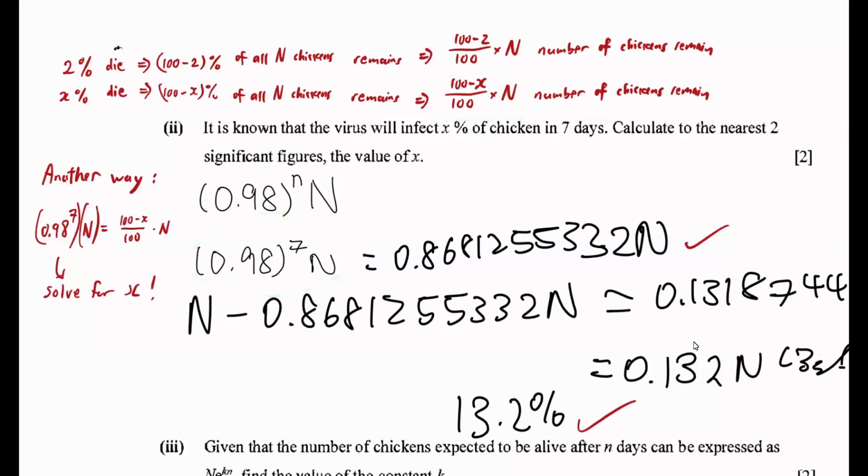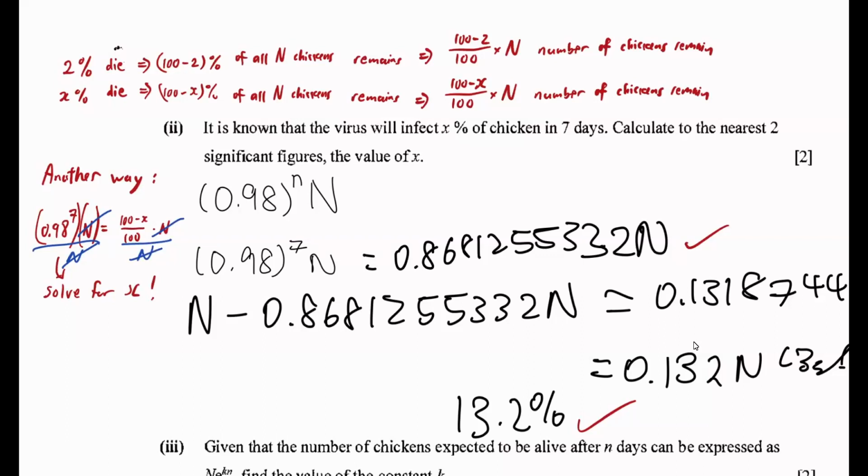From part 1. So that means that we can equate these two: 0.98 power 7 times n, as well as 100 minus x over 100 times n. I just copy and paste it over here, right? So these two are two different ways of expressing the remaining number of chickens. Then from there, you can solve for x, because you can divide by n on both sides. The n cancels away. Then you can solve for x. Okay? Yeah, that's another way if you want to use algebra.